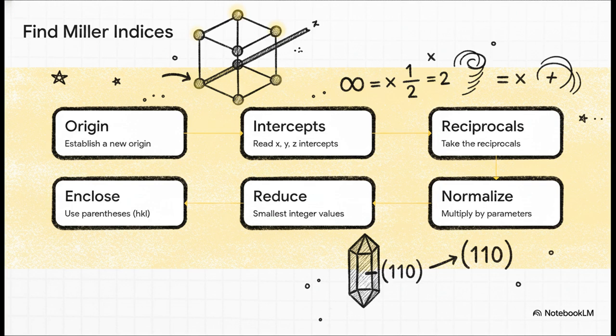This is actually a super clever trick to handle planes that run parallel to an axis, so you never have to deal with the math of infinity. After that, normalize those reciprocals by multiplying by the lattice parameters, then reduce them to the smallest possible integer values. And finally, enclose the resulting 3 numbers in parentheses, like (1 1 0), no commas. It is such an elegant universal language for navigating these crystal structures.